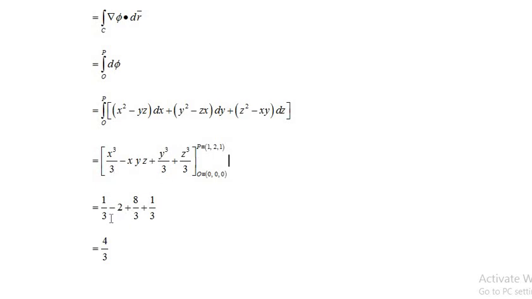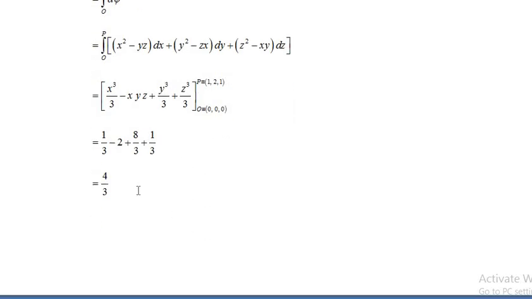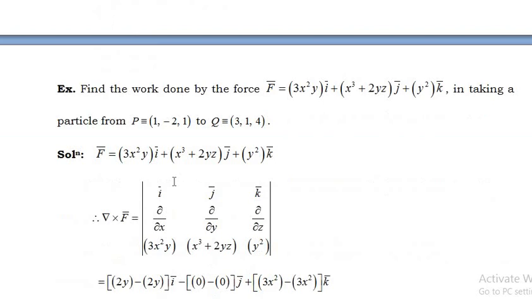That is 1 by 3 minus 2 plus 8 by 3 plus 1 by 3, minus, in this entire expression we'll put x equal to 0, y equal to 0, z equal to 0, and that will be 0. And after that the answer is 1 by 3 minus 6 by 3 plus 8 by 3 plus 1 by 3, and that is equal to 4 by 3. Let us discuss one more problem.